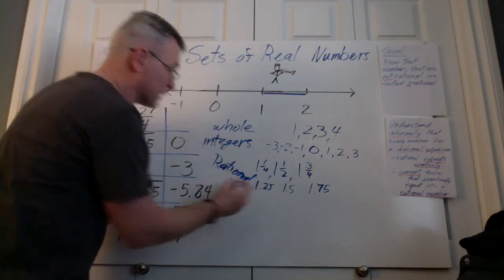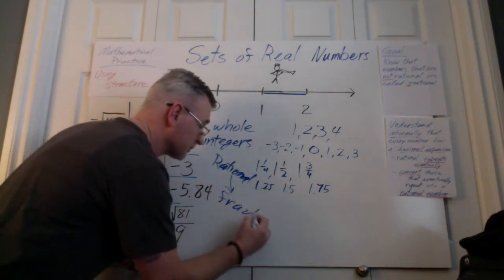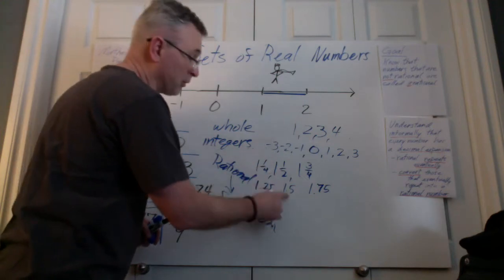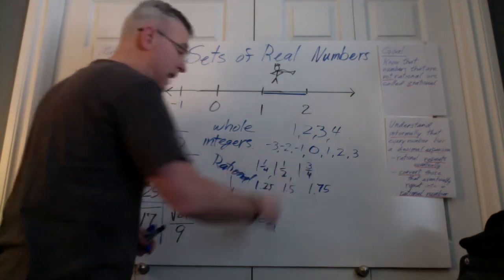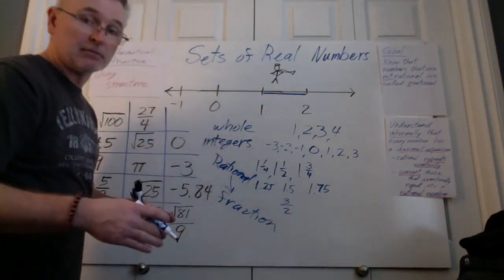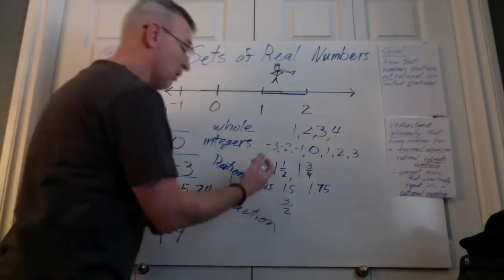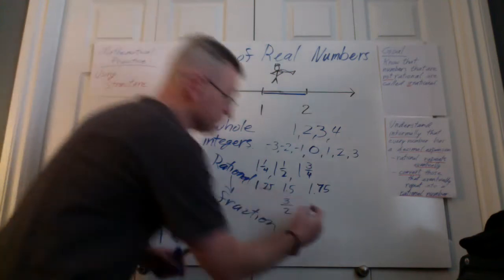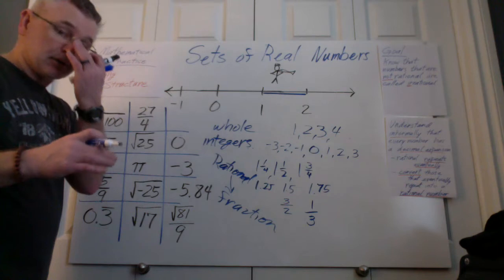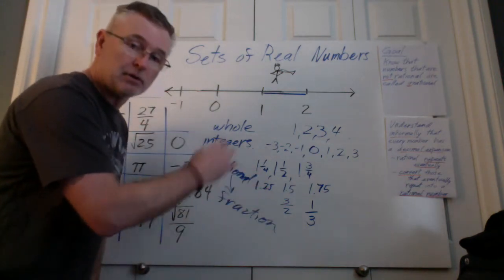They're rational numbers. And the reason they are rational is because I can write them all as a fraction. So I can write 1.25 as a fraction. It's right there. 1.5 as a fraction, 1.75 as a fraction. I can write 3/2 as a fraction, so it is also a rational number. It is 1.5. I can write 1/3 as a fraction, so it is also a rational number.